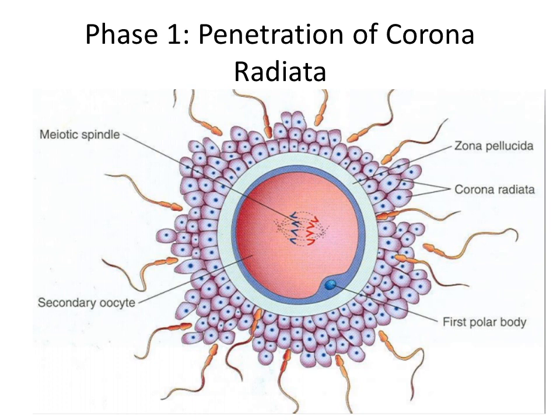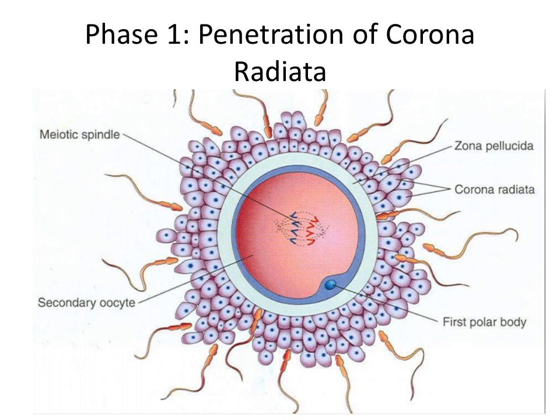So out of 200 to 300 million sperms, only 300 to 500 reach the site of fertilization, and they begin to penetrate through the corona radiata. Now this is the first phase.